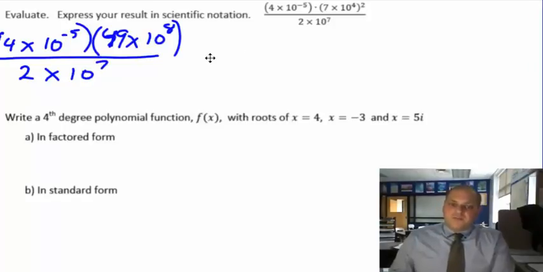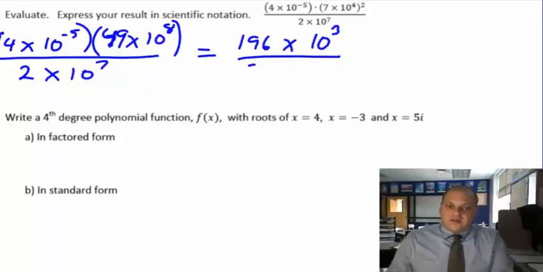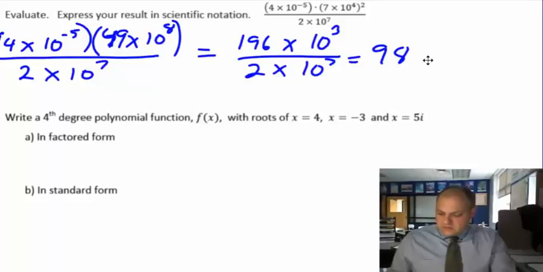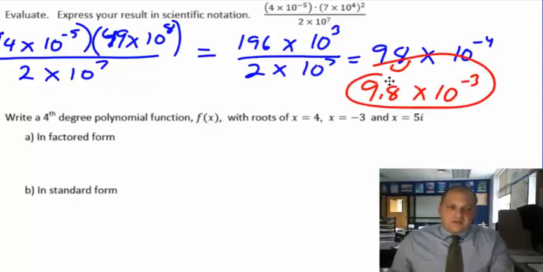Now you got to do the top first, multiplication. That's going to give me 196 times 10 to the 3rd. Hopefully it gave you that. Divided by 2 times 10 to the 7th. That's going to be 98 times 10 to the negative 4. And then I know we can't leave 98. We have to make it 9.8. Moving to the left, we're going to move to the right. So 9.8 times 10 to the negative 3. Yep.